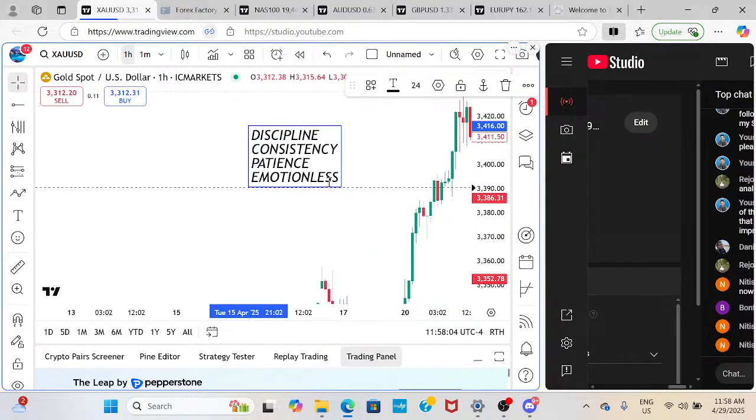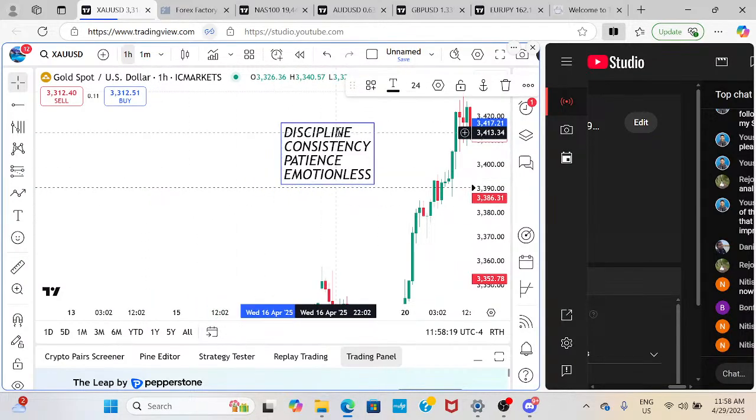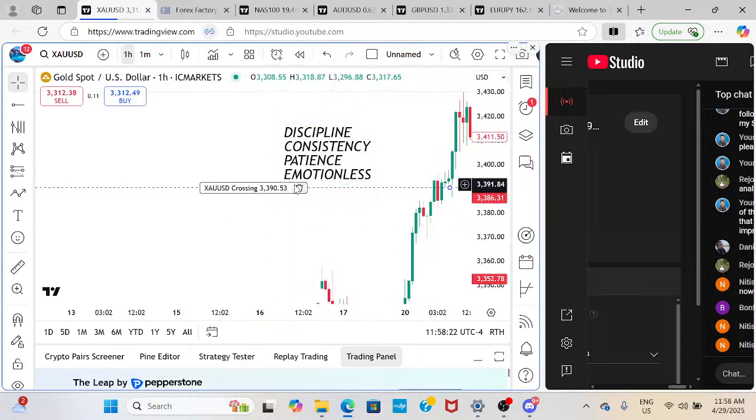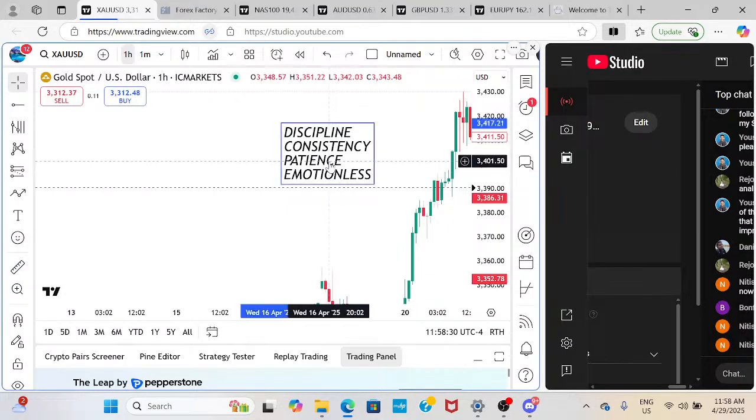Okay. So become emotionless. When your price hits your TP, don't be happy. Don't just have no emotions, okay? And if the price hits your stop loss, don't have any emotions. Just be cool and everything, okay? So these are 4 things, 1, 2, 3, 4, that will help you to start becoming better at trading, becoming more profitable, and all that, okay?